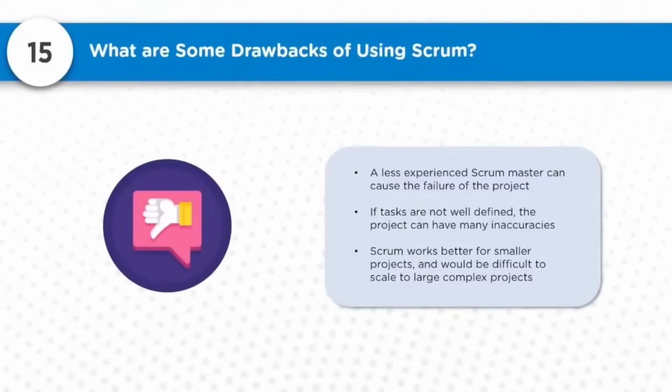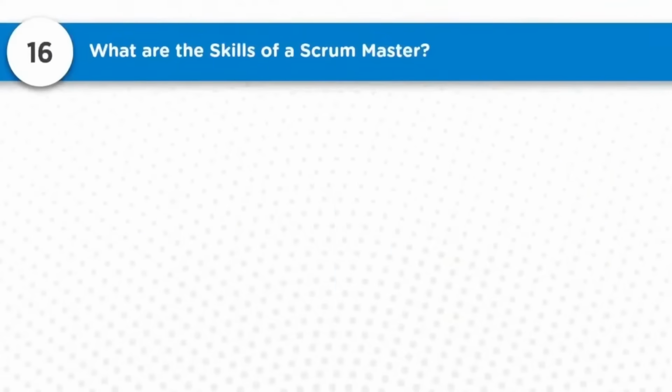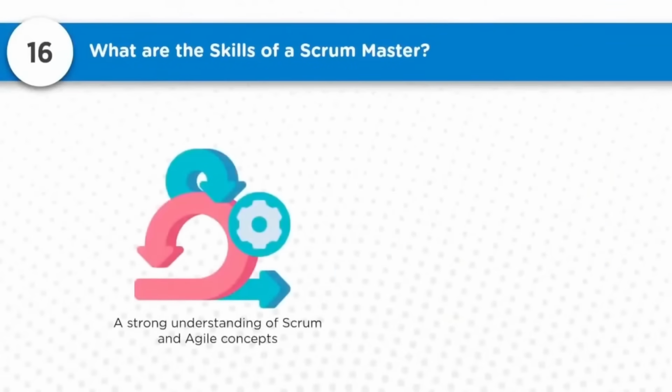If tasks are not well defined, the project can have inaccuracies. Scrum works better for smaller projects and would be difficult to scale to large complex projects. That's where we were discussing on a few questions before this. Scrum of Scrums we were discussing, when it becomes a complex project, which needs to be handled together, which will become complex. So next question is, what are the skills of a Scrum Master?